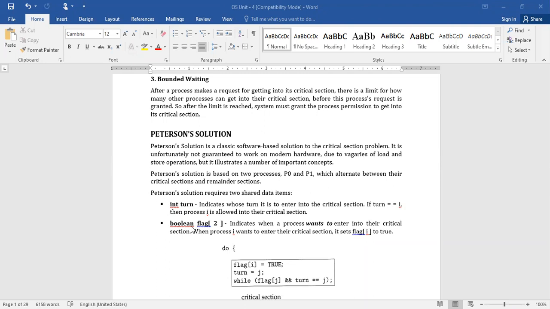And boolean flag[2] indicates when a process wants to enter into its critical section. When process i wants to enter into the critical section, it sets the flag to true.